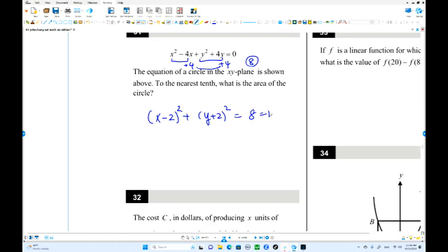From here, r squared is 8. So what is the area of a circle? Pi r squared, 8. 8 pi, right? So 8 pi is how much? 25.12, okay? Usually pi is 3.14, but you can use your calculator, okay? So to the nearest tenth digit over here, 25.1 is the answer, okay?